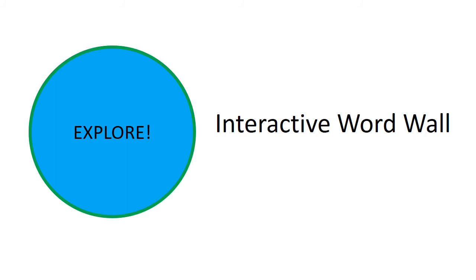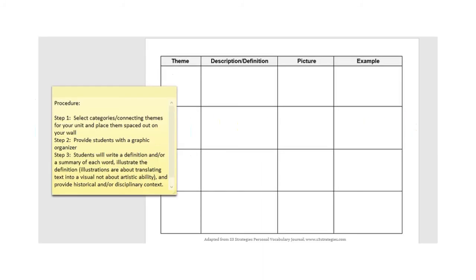Once you have provided students with content, give them an opportunity to explore. During this step, students will frame their opinion and your explicit direct instruction into their own context. This can be completed by allowing students to interact with a visible word wall or interactive word wall. To create the interactive word wall, follow these steps.